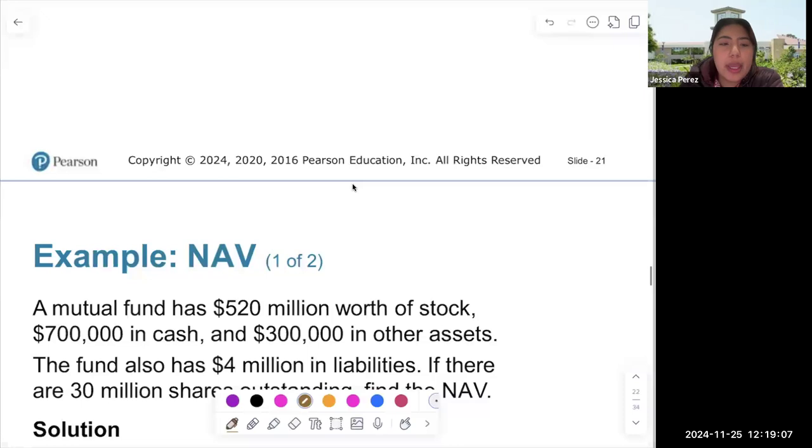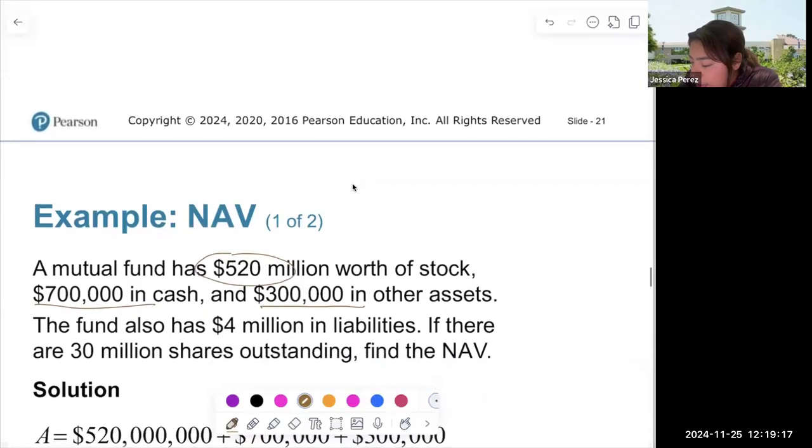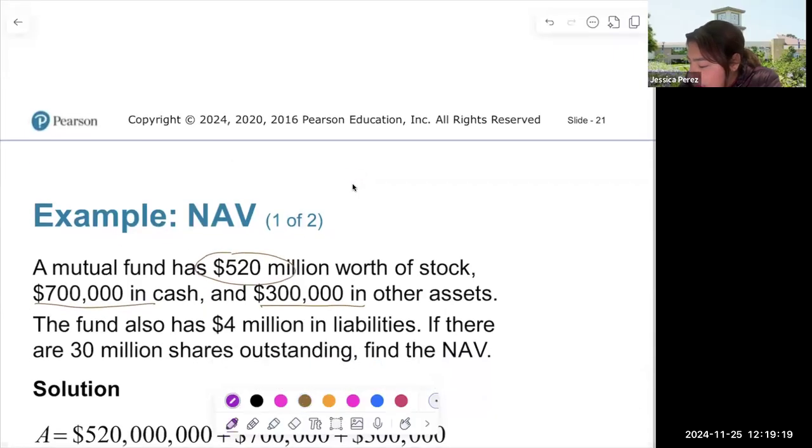Let's look at this example. A mutual fund has 520 million worth of stocks, 700,000 in cash, and 300,000 in other assets. We found the fund has also 4 million in liabilities. Let's write down the liabilities. If there are 30 million shares outstanding, find NAV.